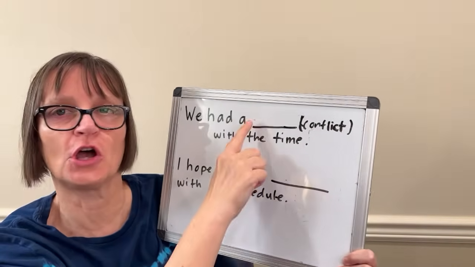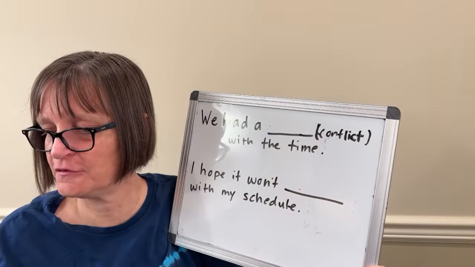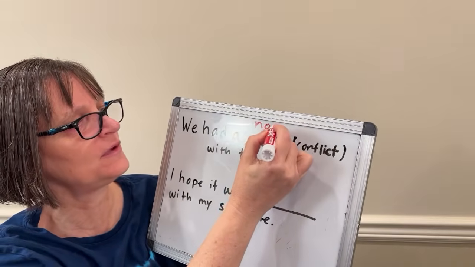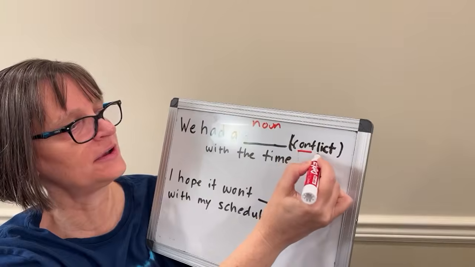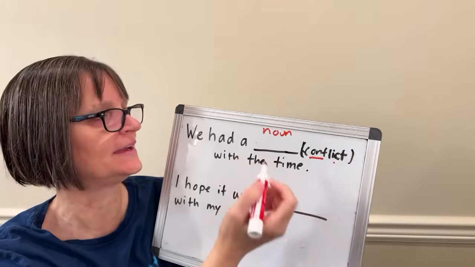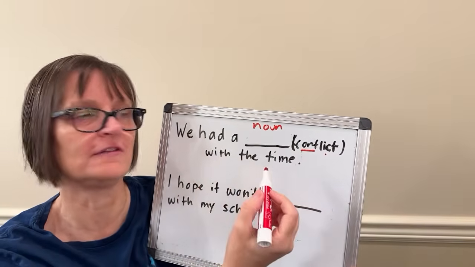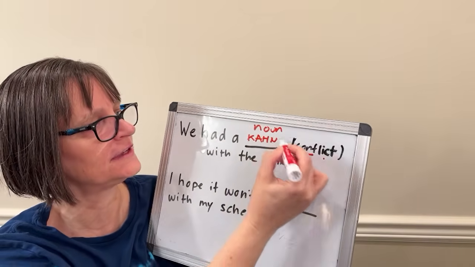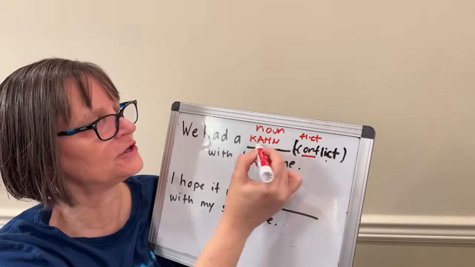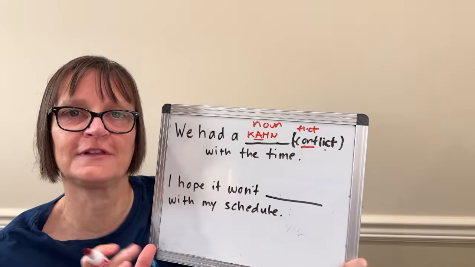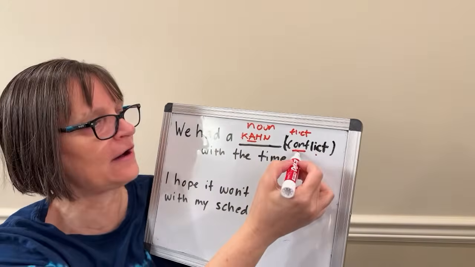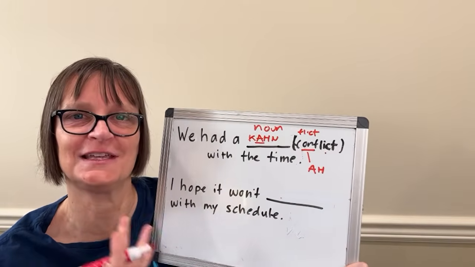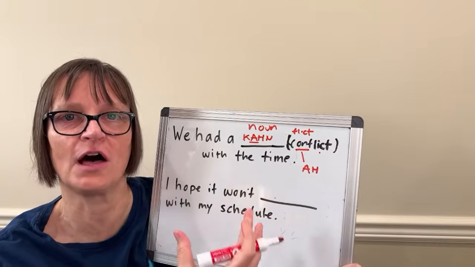So this word can go in both of these sentences, but in the first sentence, the word is being used as a noun. So when we say this word as a noun, we stress on the first syllable. It sounds like, we had a conflict with the time. Conflict. And so you can hear in conflict, we have a clear "ah" vowel for letter O. That's because when the letter O is in the stressed syllable, it typically will say the "ah" sound, conflict.